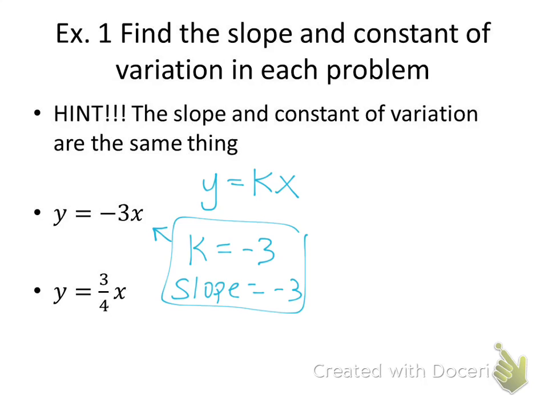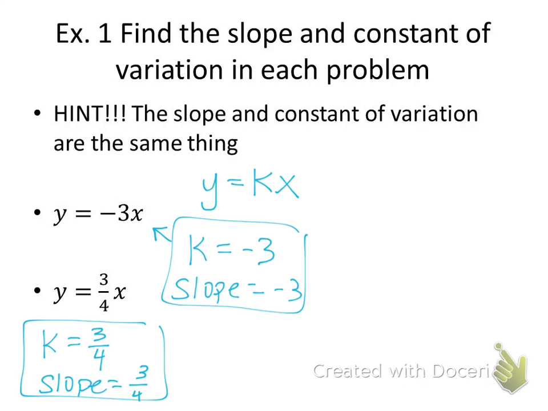All right, Naeem, what is our constant of variation in the second problem? 3/4. So, JT, what's my slope? 3/4. That's it. So on this example, they just want you to be able to identify where that constant is going to be located. And it's always the number in front of X. If you notice, there is no K at all in this problem. It's represented by the number.